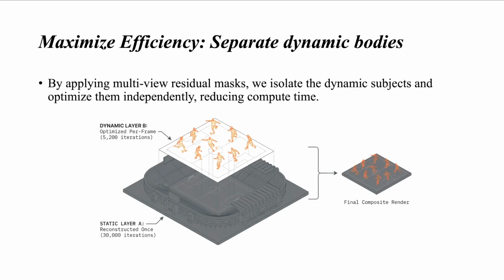To maximize efficiency further, we use foreground-background separation. We reconstruct the static stadium background, layer A, once with high iterations. For each subsequent frame, we apply multi-view residual masks to isolate the dynamic players, layer B, and optimize only those entities. This drastically reduces the per-frame compute time needed for the final composite render.